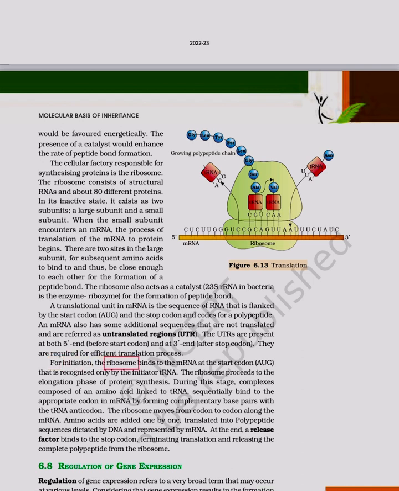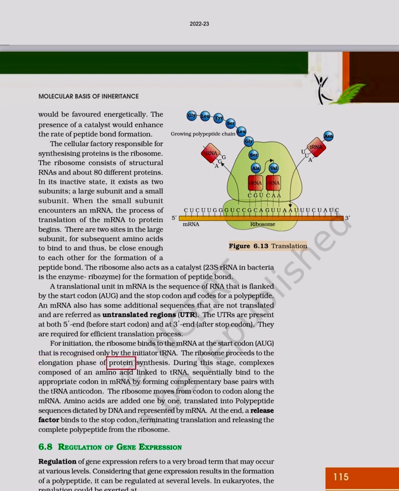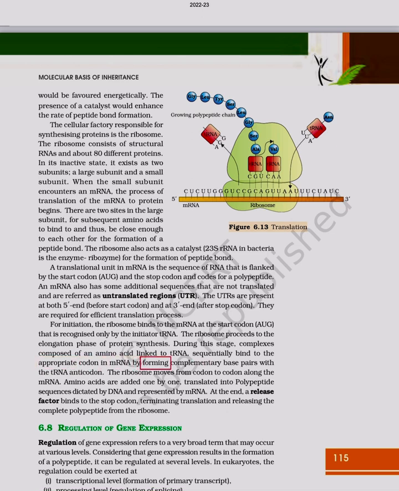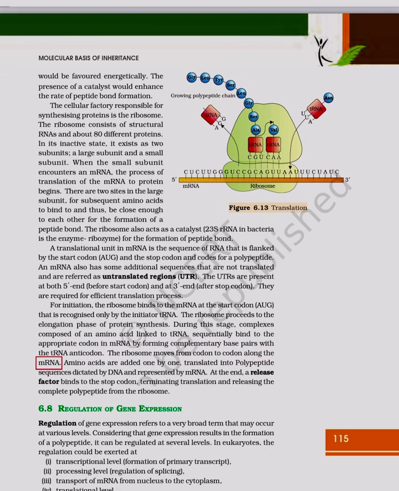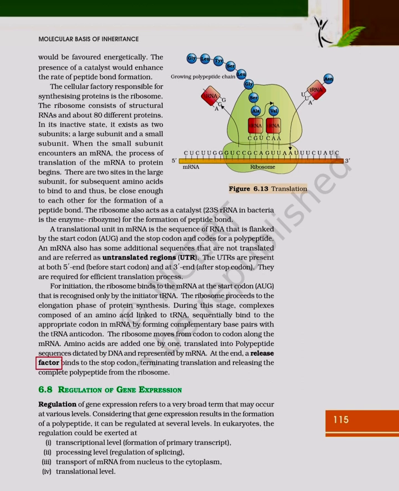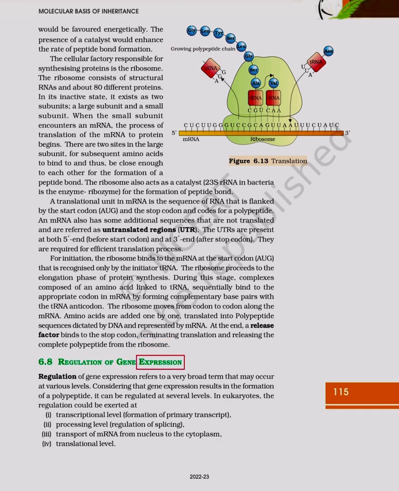For initiation, the ribosome binds to the mRNA at the start codon, AUG, that is recognized only by the initiator tRNA. The ribosome proceeds to the elongation phase of protein synthesis. During this stage, complexes composed of an amino acid linked to tRNA sequentially bind to the appropriate codon in mRNA by forming complementary base pairs with the tRNA anticodon. The ribosome moves from codon to codon along the mRNA. Amino acids are added one by one, translated into polypeptide sequences dictated by DNA and represented by mRNA. At the end, a release factor binds to the stop codon, terminating translation and releasing the complete polypeptide from the ribosome.